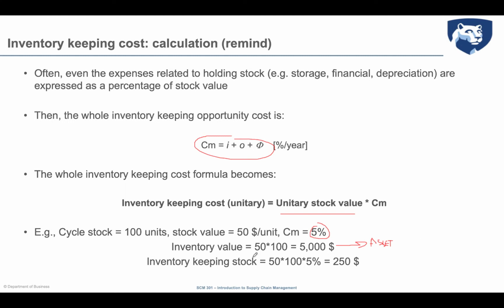Instead, if you want to calculate the inventory keeping cost, which is in your income statement, so it contributes to the difference between your revenue and cost generating your profit, the inventory keeping cost is the cost of maintaining stock, 5%, multiplied by the inventory value, 50 multiplied by 100. So how much does it cost you? How much is the operational cost of keeping inventory? $250, an income statement cost, which reduces your profit.